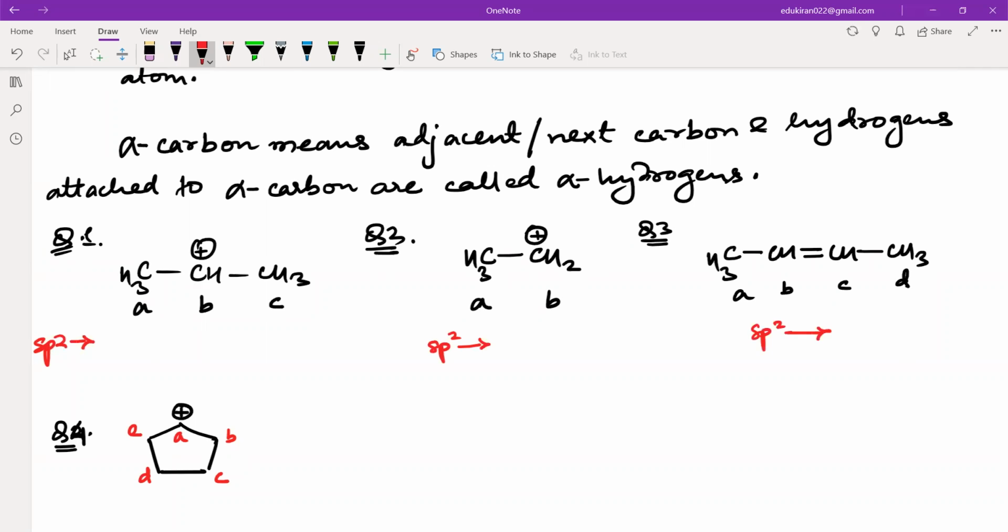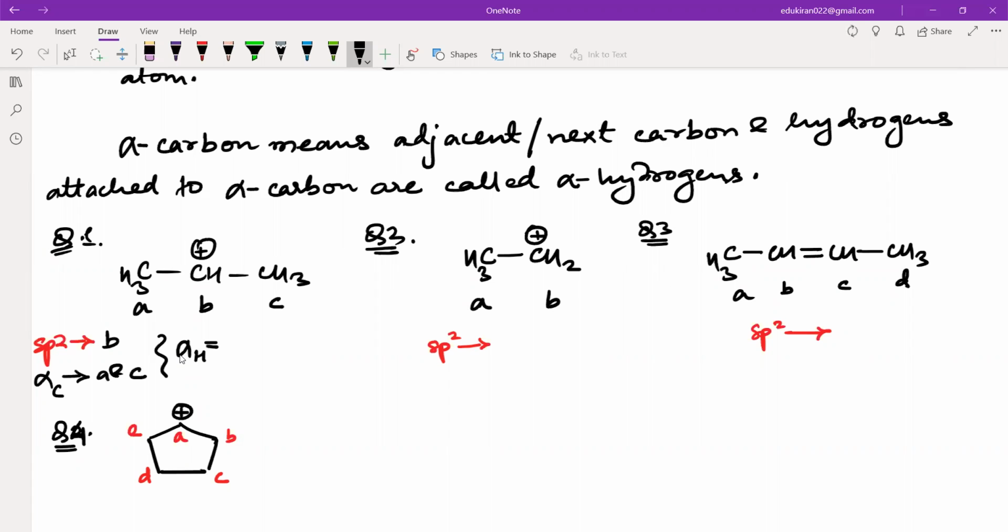First of all, you tell me, what is the sp2 in the first question? Which carbon is sp2? B. Yes, Sarah, correct. That is B. And what are the alpha carbons? A and C. Okay. And then what about how many alpha hydrogens?